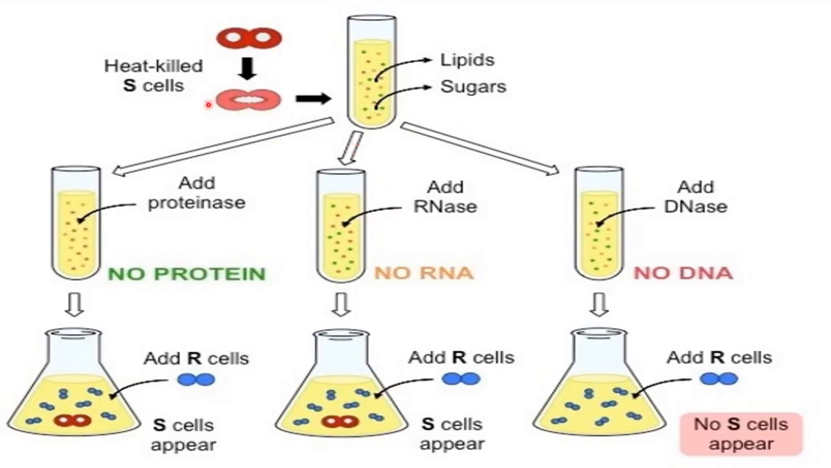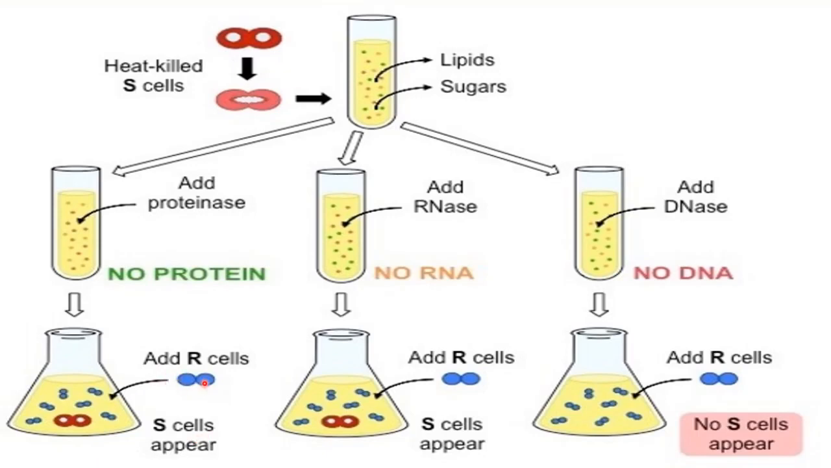In this experiment, they took heat-killed S bacteria and put all the components of the cell, such as proteins, lipids, carbohydrates, DNA and RNA, in the same test tube. First of all, they added some proteinases to it. Proteinases are enzymes which can digest proteins, which can destroy the proteins. On destroying the proteins, they observed that there was still transformation.